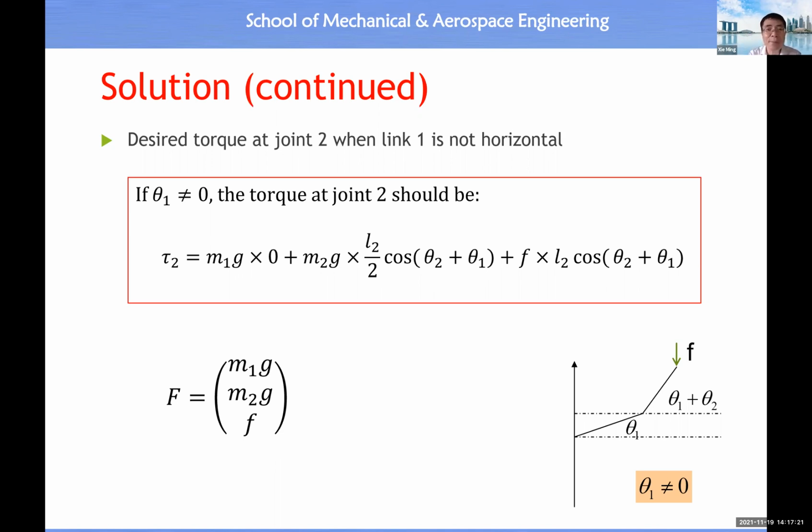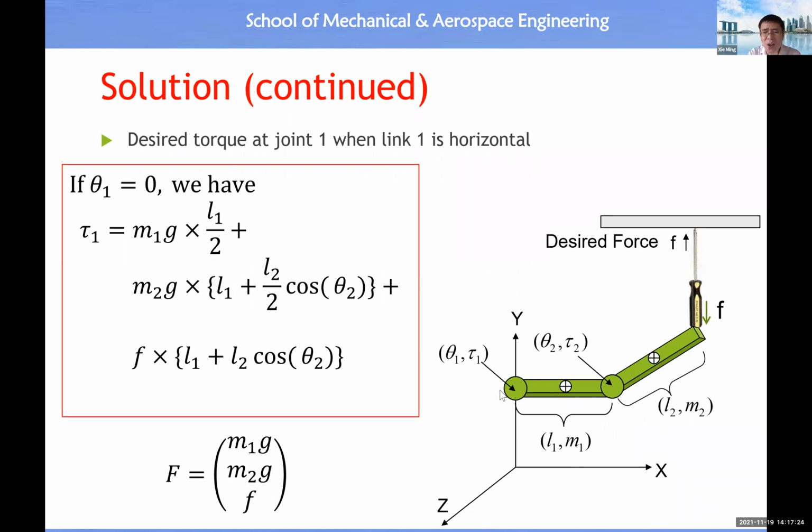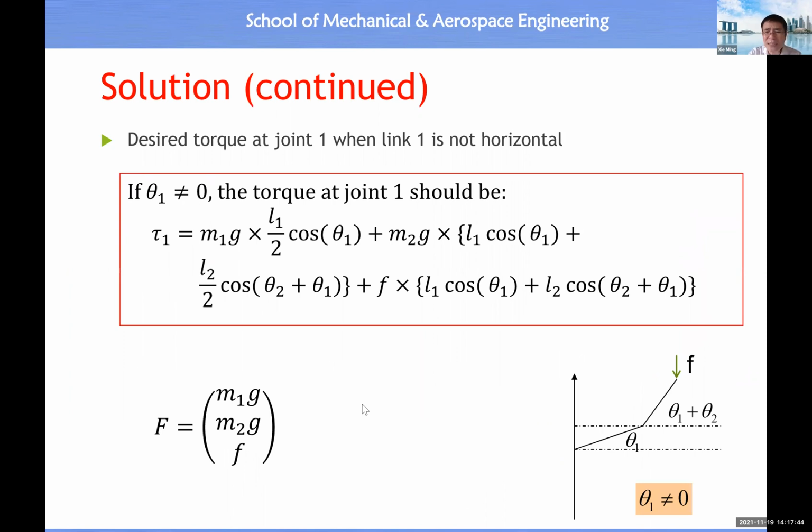Then for the torque at joint 1, you will see this one will produce a torque equal to force times moment arm. The moment arm is equal to L1 plus L2 times cosine theta 2. So you have an additional term here. If theta 1 is not equal to 0, then the moment arm will become L1 times cosine theta 1 plus L2 times cosine of (theta 1 plus theta 2). So this moment arm will change and become this expression.